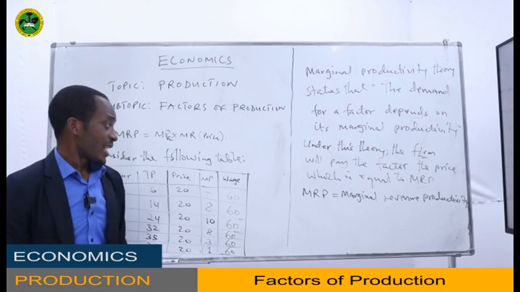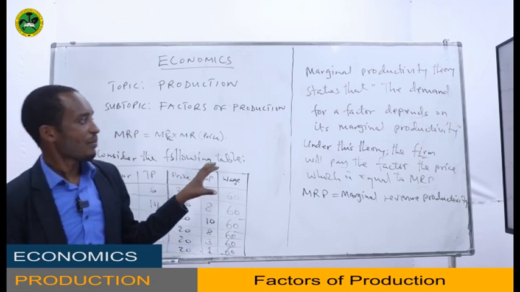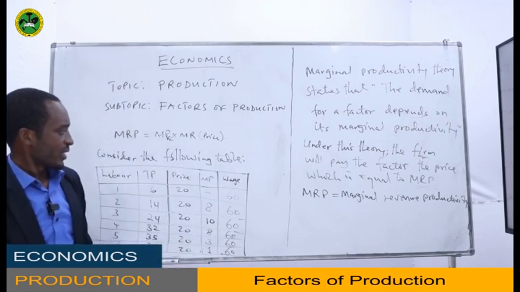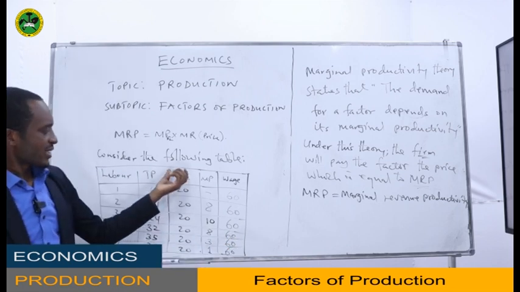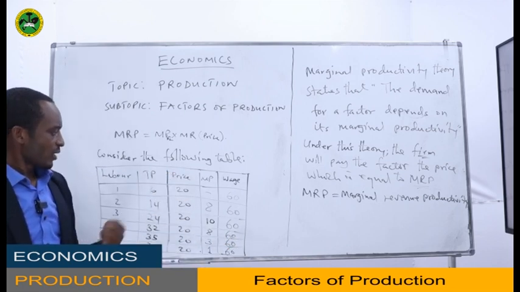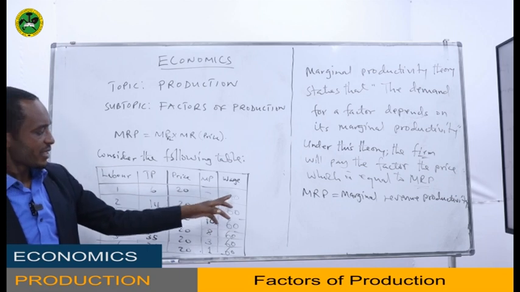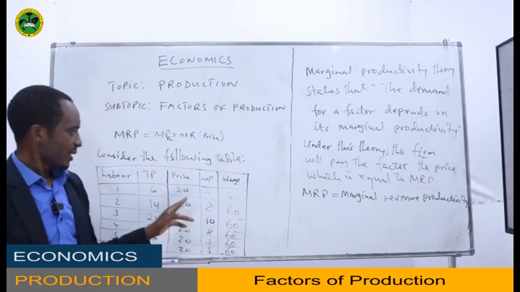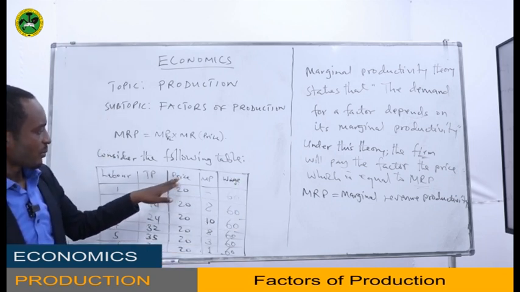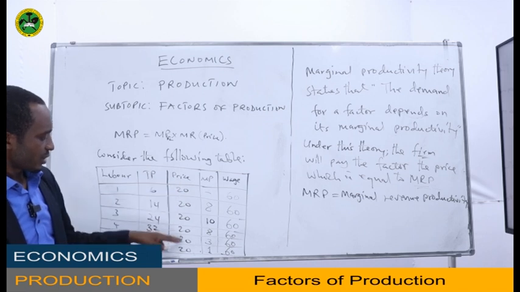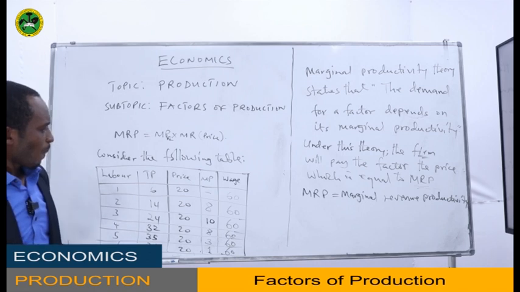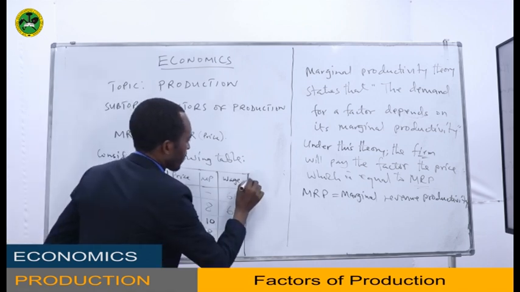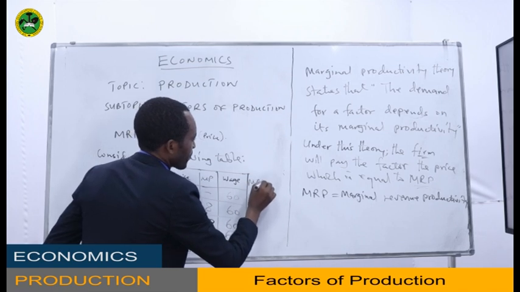So the theory assumes that we are operating under perfect market competition. So the wage will be constant. Also the price of the product will be constant. So here the wage is 60, which is constant. And the price of the product is 20, which is constant in all situations. So you can find now the marginal revenue product.